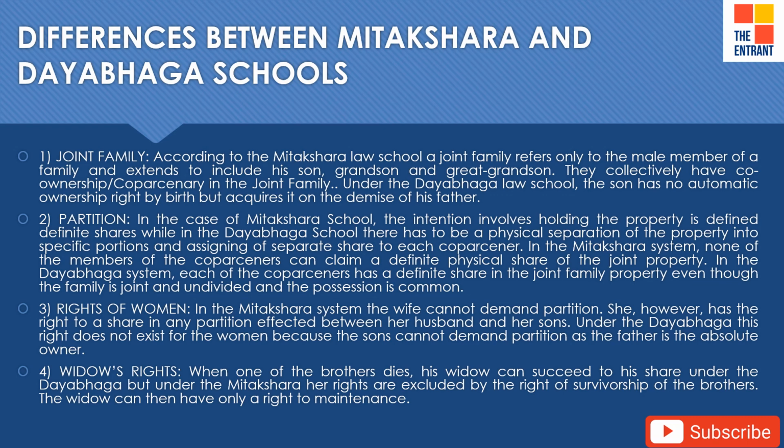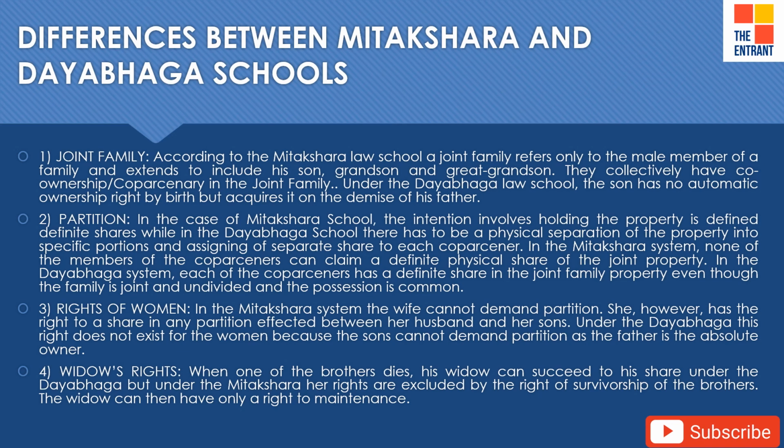In the Mitakshara school, the co-parcener's share is not defined and cannot be disposed of, whereas in the Dayabhaga, the share of each co-parcener is defined and can be disposed of. When it comes to partition, in the Mitakshara school, the intention involves holding the property defined by definite shares, while in the Dayabhaga school, there has to be physical separation of the property into specific portions and assigning of separate shares to each co-parcener. In the Mitakshara system, none of the co-parceners can claim a definite physical share of the joint family. In the Dayabhaga system, each of the co-parceners has a definite share in the joint family property, even though the family is joint and undivided and the possession is common.